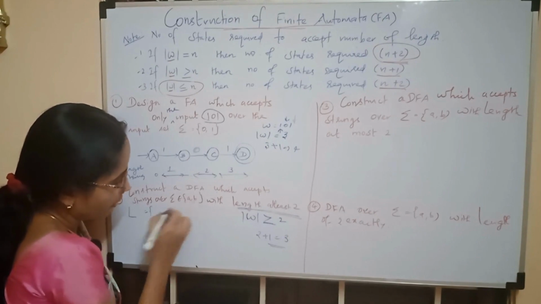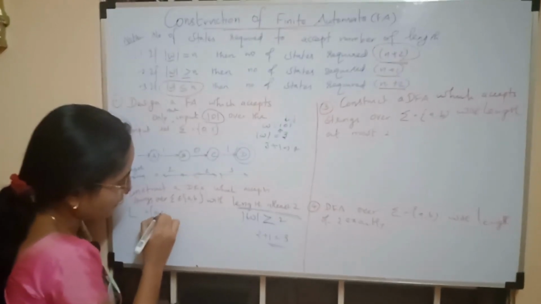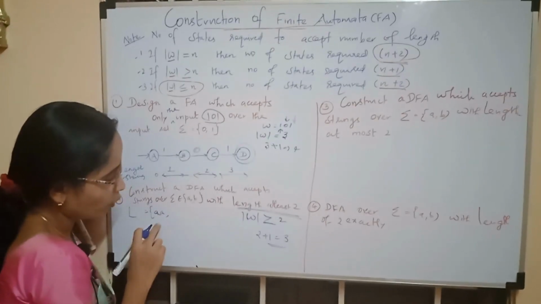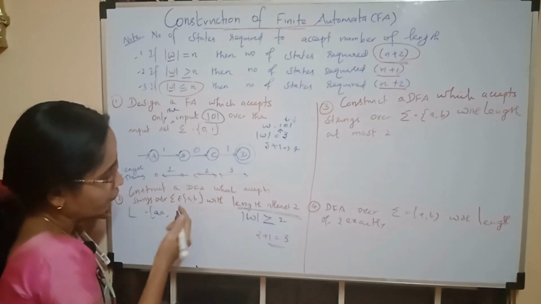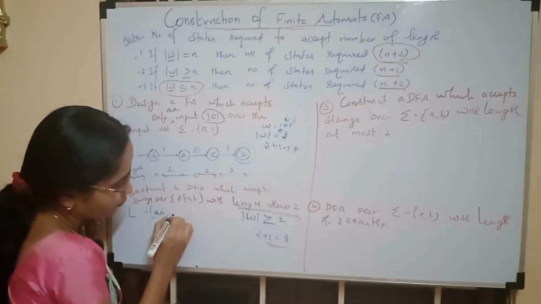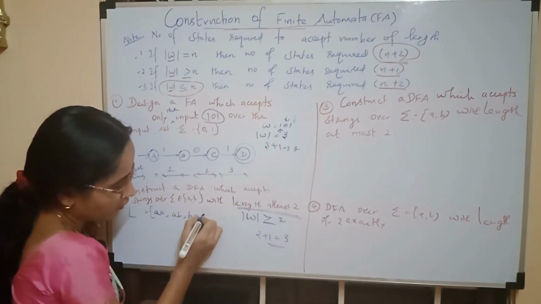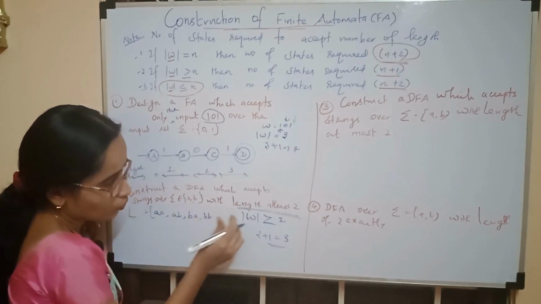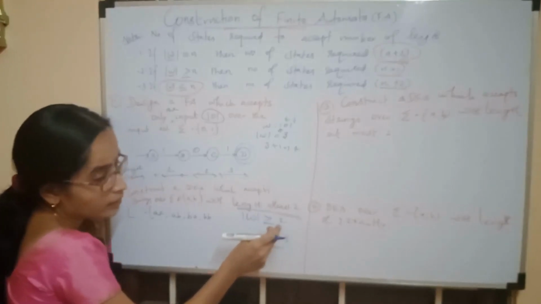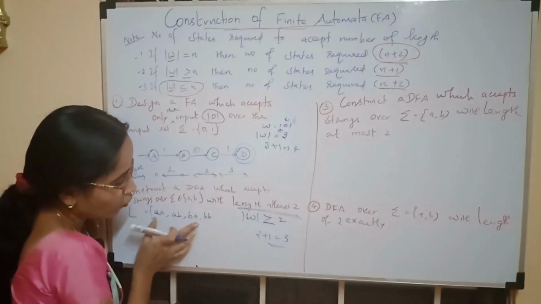First I will consider a, which means I will have a as a member. A will be a member of the set language L, okay? And then I can have AB, or otherwise I can have BA, or otherwise I can have BB. So in length 2, I have 4 members, right?